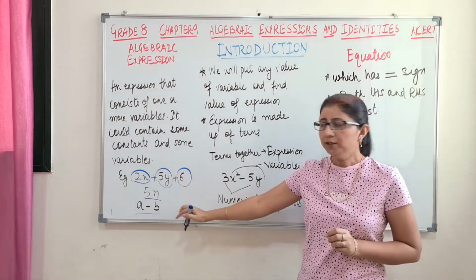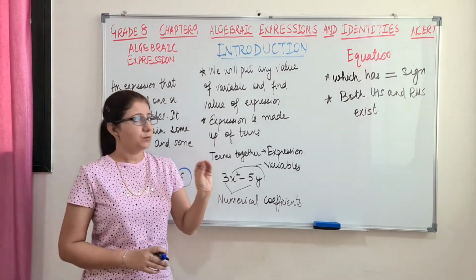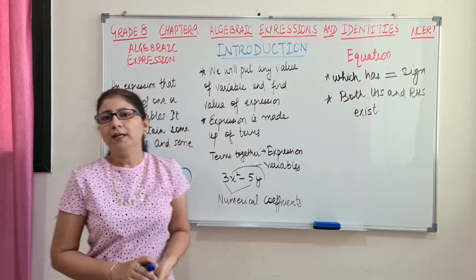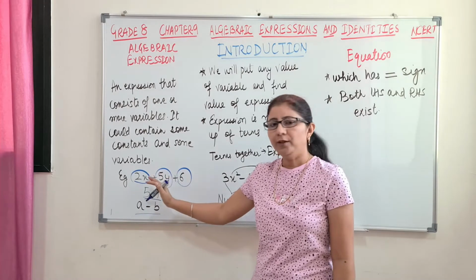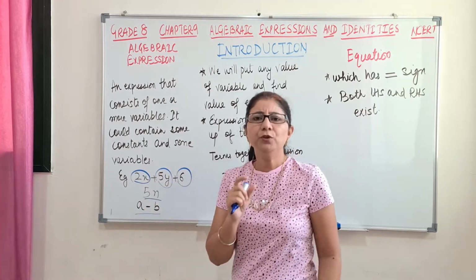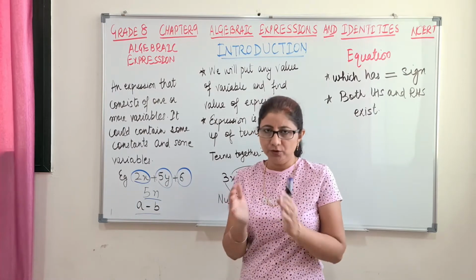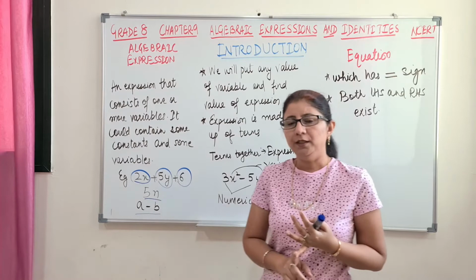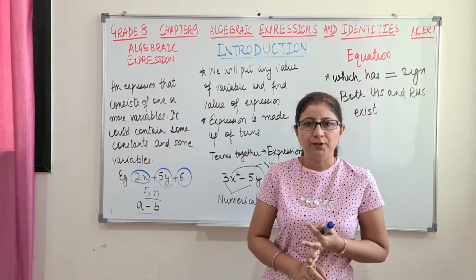Okay, is it clear? We should know some points about algebraic expressions. In any expression you can put any value of the variable. So first of all we should know what is a variable. A variable is something in which we can put any value from its desired domain. If it is integer we can put any integer. If it is only natural numbers we can put any natural number in that.